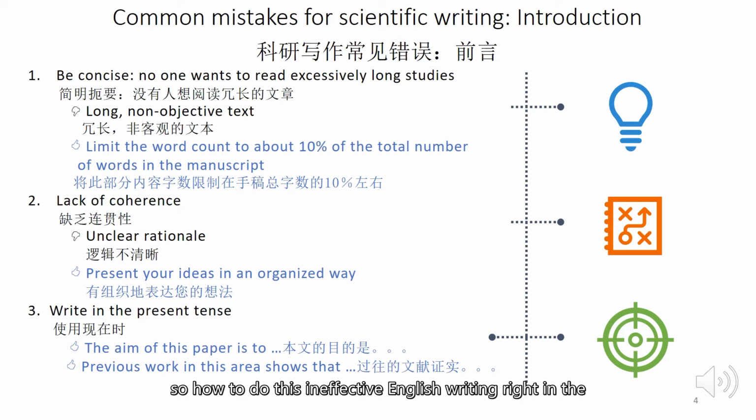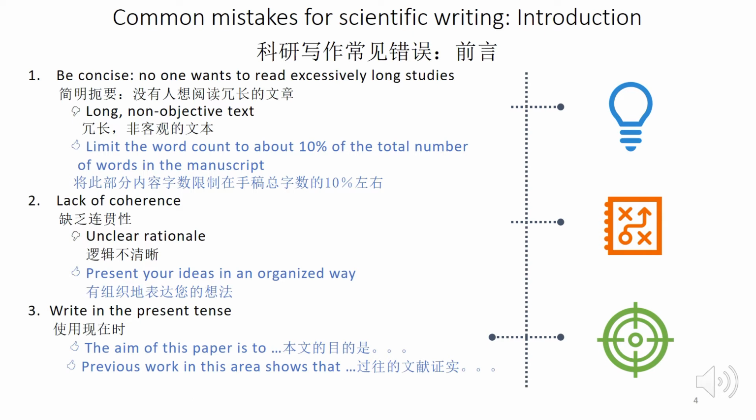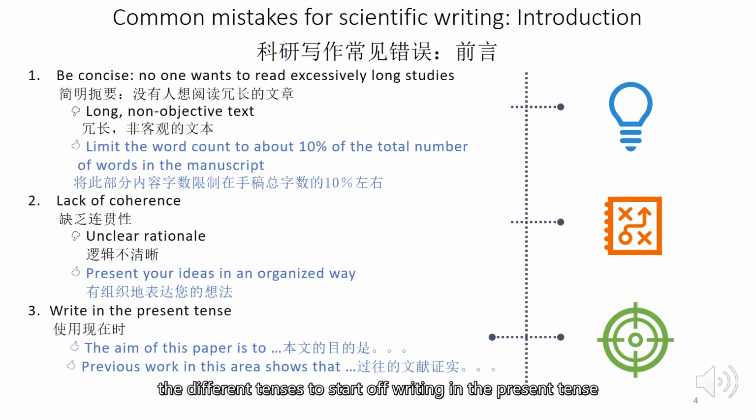So, how to do this in effective English writing? Write in the present tense. The aim of this paper is to. Previous work in this area shows that. General mistake that many academic writers, especially non-native speakers, but all academic writers make, is to mix the different tenses, to start off writing in the present tense and then mix within the same section back into the past tense.